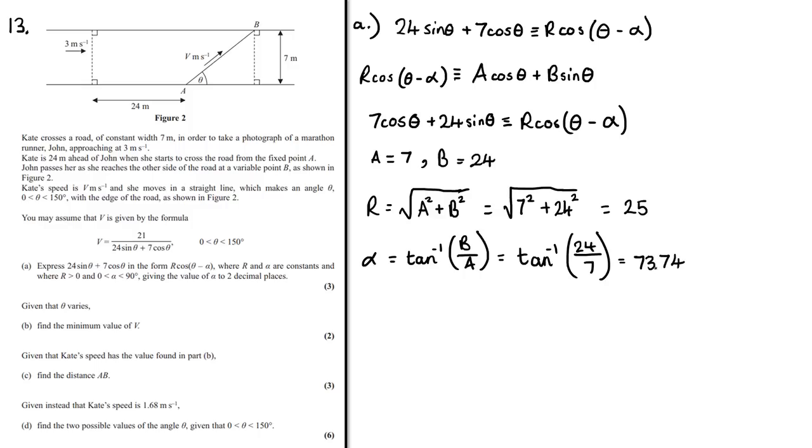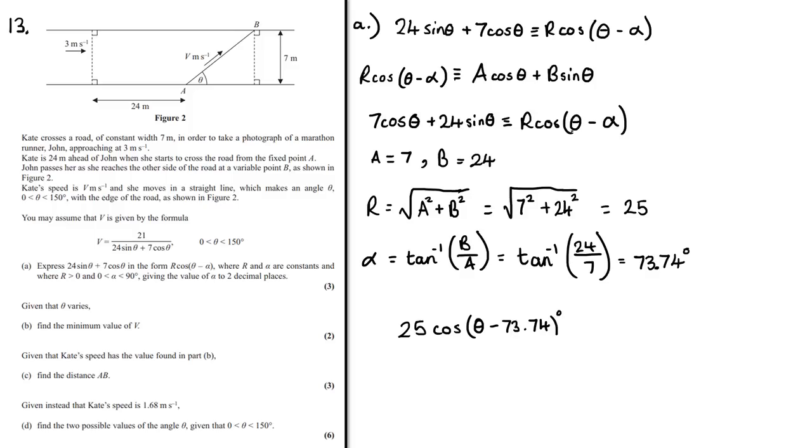So 73.74 degrees. Okay, and all we need to do now is make sure we give it in the correct form here. So what we've got then is 25 cos(theta minus 73.74 degrees). Notice this is your r and this is your alpha, so I've just given it in this form here. So there we go. That's the first 3 marks there. Hopefully not too bad, just being careful with that little trick at the start.